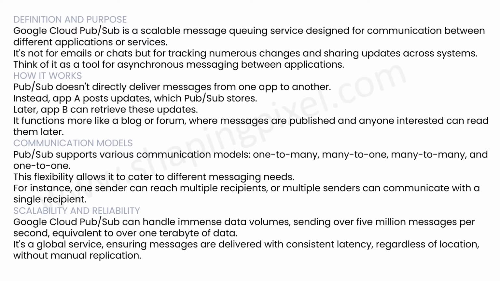Google Cloud Pub/Sub is a scalable message queue service designed for communication between different applications or services. It's not for emails or chats, but for tracking numerous changes and sharing updates across systems. Think of it as a tool for asynchronous messaging between applications.